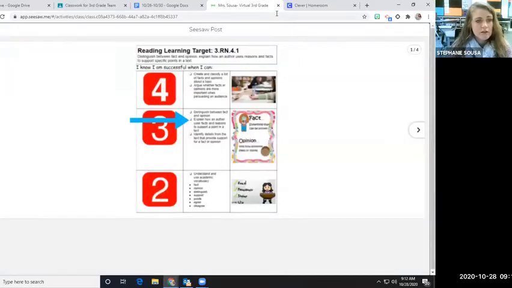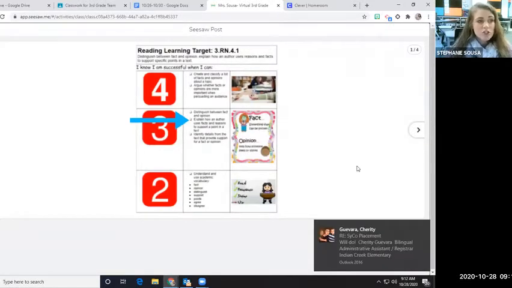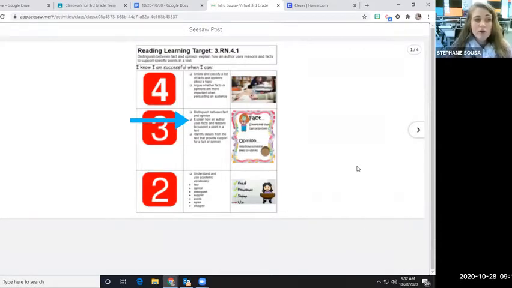Make sure I've shared our sound here. So I want you to remember that we are working on the goal of distinguishing between fact and opinion and explaining how an author uses reasons and facts to support specific points in a text. Today, we're going to focus on how an author uses facts and opinions. So when we read the text that someone else has written, what are they trying to communicate to us?